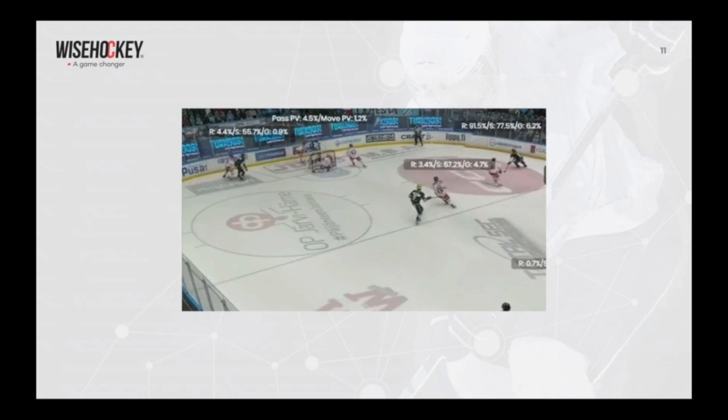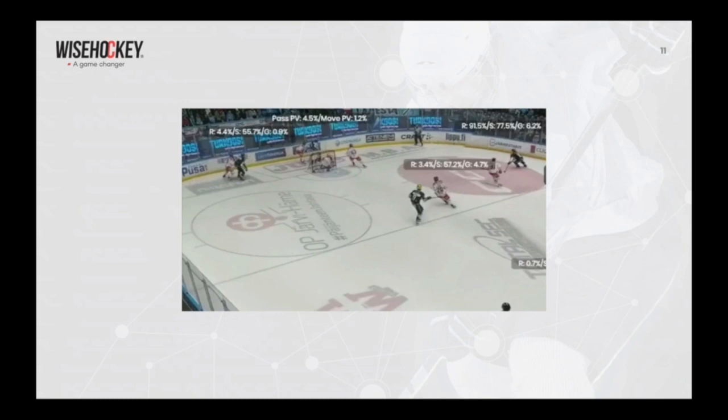For the first example, we have the player in possession behind the net. The two values above him represent the total pass and move expected values, which are the two best actions the player can take at this time. And for all other players, the three numbers represent the pass receiver probability, pass success probability, and the scoring probability, or what is the likelihood that if the player receives the pass at this moment in time, then the team will score in the next 8 seconds.